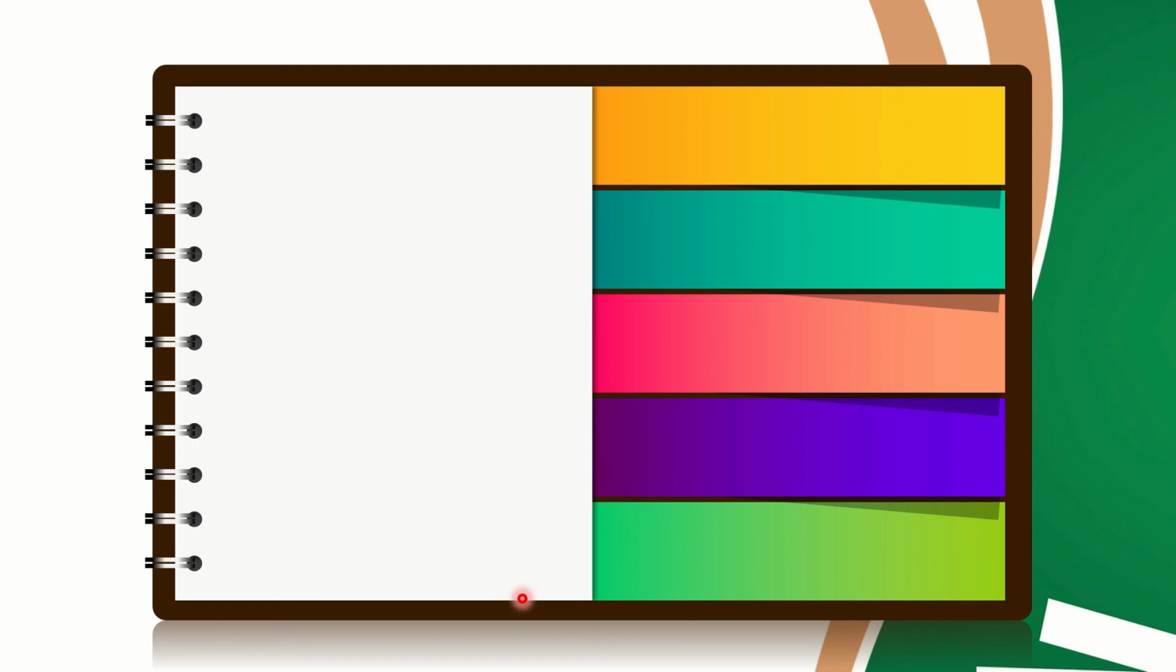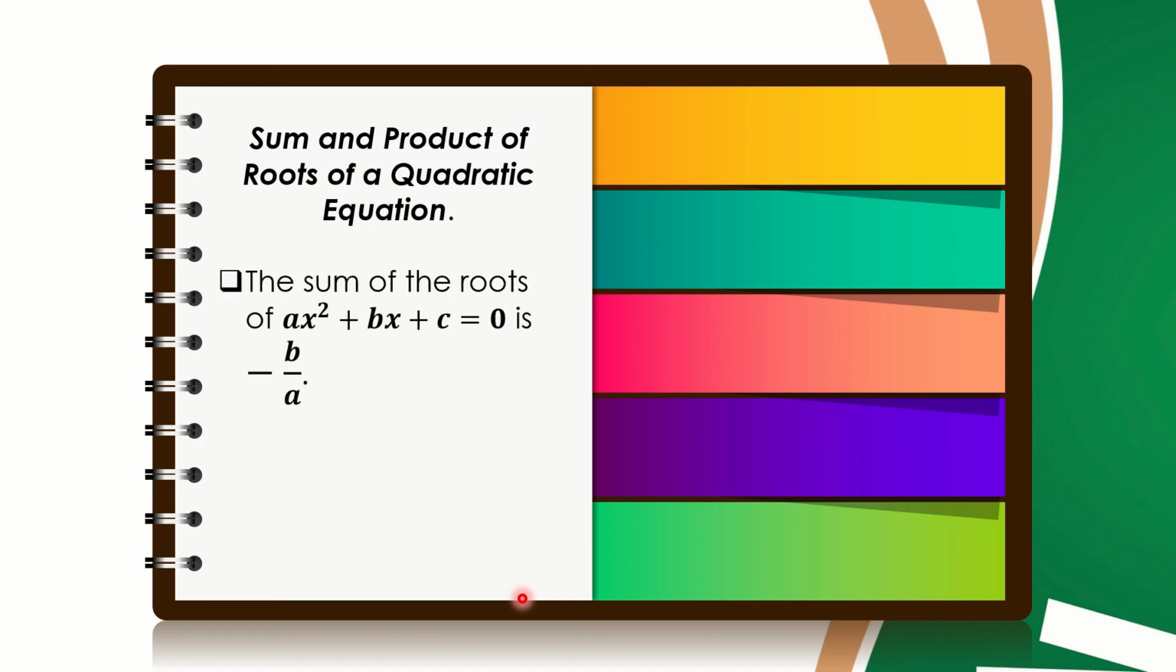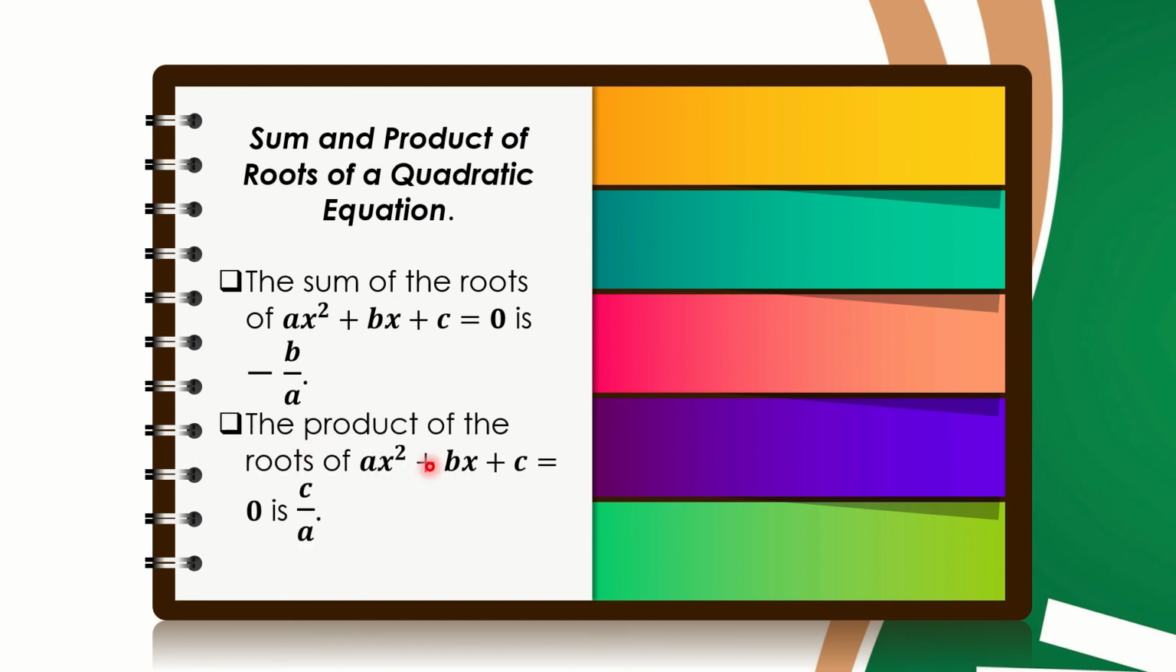So remember class, when we are finding the sum and product of the roots of a quadratic equation, the sum of the roots of ax squared plus bx plus c is equal to 0 is negative b over a, and the product of the roots of ax squared plus bx plus c is equal to 0 is c over a.